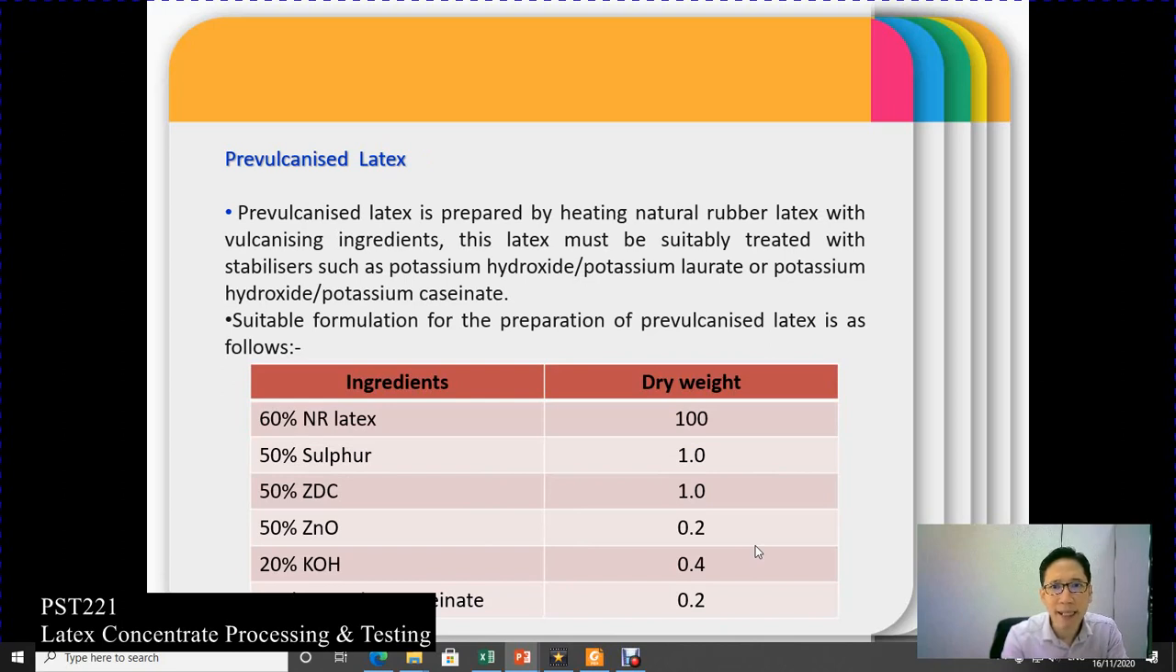Pre-vulcanized latex is prepared by heating natural rubber latex with vulcanizing ingredients. Okay, this latex must be suitably treated with stabilizers such as potassium hydroxide, potassium laurate, or potassium hydroxide and potassium cyanide, which is a suitable formulation for the preparation of pre-vulcanized latex, as follows. So here you have weights of dry rubber, 60% NR latex, sulfur, ZDC, ZnO, KOH, and potassium cyanide. Okay, you can refer to this recommended table for your vulcanizing ingredients or mixing for your latex.